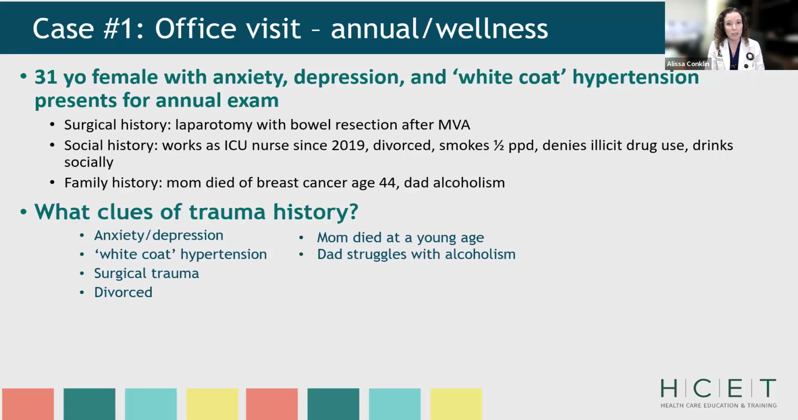Dad struggles with alcoholism. Is that a coping mechanism for him? Is there something he's dealing with? And work stress. This is a real source of trauma, as some of us are well aware. I mean, in her case, think about it. She started as an ICU nurse right before COVID hit. How hard must that have been for her?